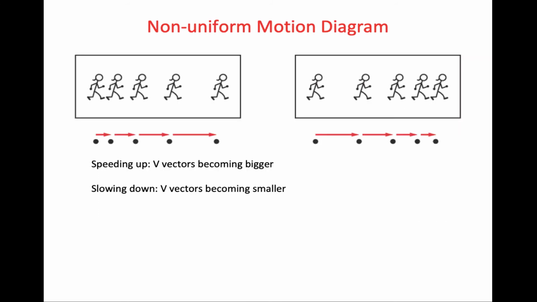Let us focus on the motion diagrams with velocity vectors for the two situations, when the object is speeding up here and when it is slowing down here. These red vectors drawn from one dot to another are velocity vectors.